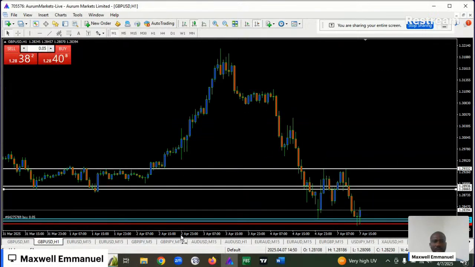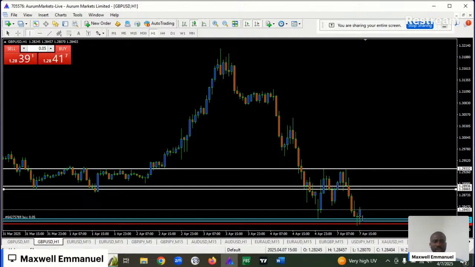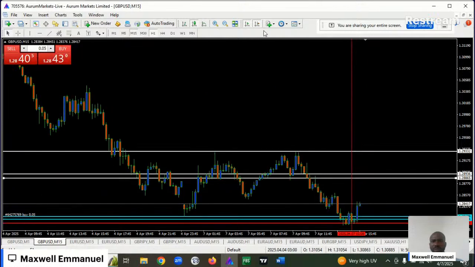Right now, you can see the pattern that formed on the 1 hour time frame. It's a doji, and after the formation of the doji, let's go down to 15 minutes. What do we have on 15 minutes? So this is what we had on 15 minutes. So I executed the trade after this candlestick closed above the high of this bearish candle.